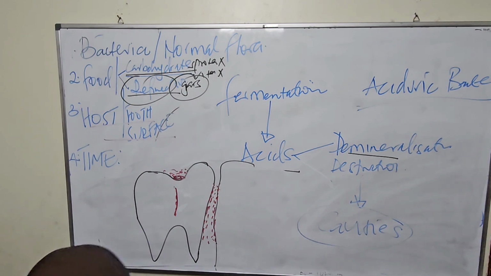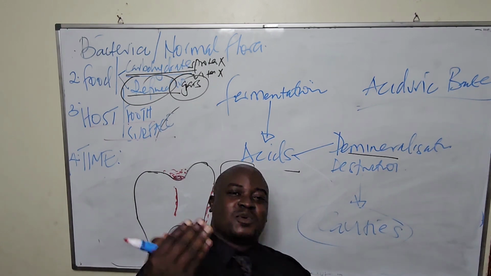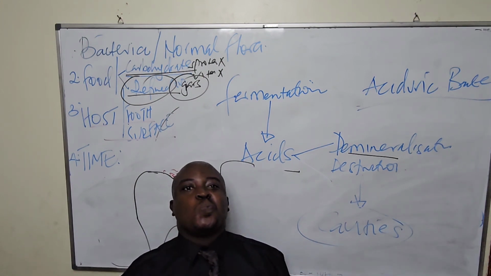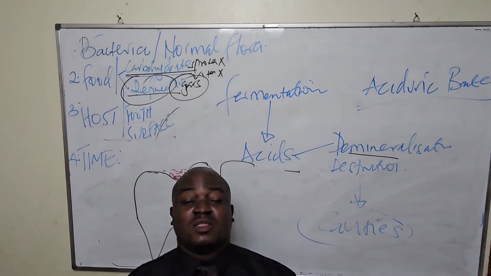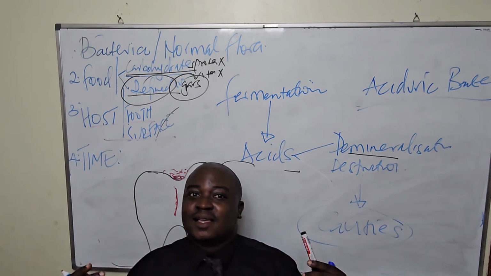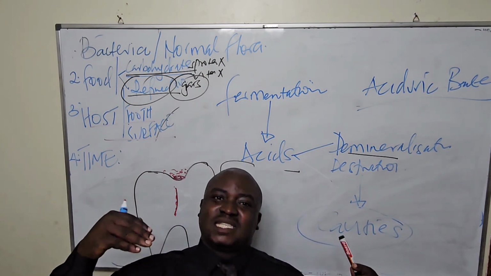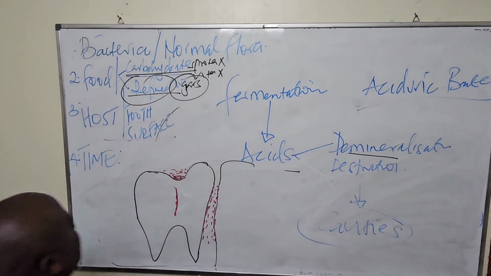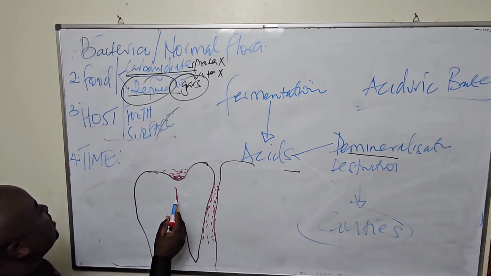We shall say that anterior teeth are less susceptible to tooth decay than posterior teeth. Why? Even when you're talking, you can rinse and do some kind of clearance using your tongue. You are reducing food retention. But for the posterior teeth, you may not do it so easily. Secondly, the posterior teeth have pits and fissures, but the anterior teeth do not. So you're most likely to have dental caries on the posterior teeth than on the anterior teeth.